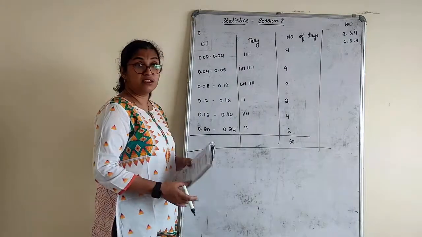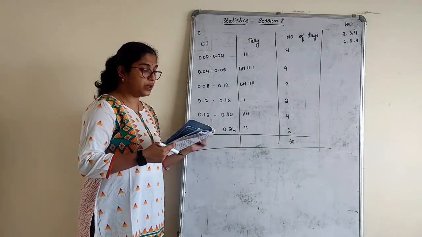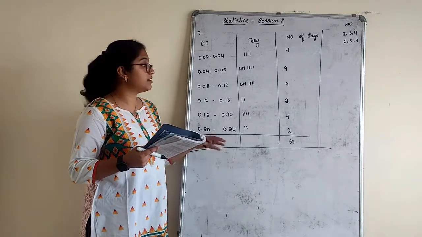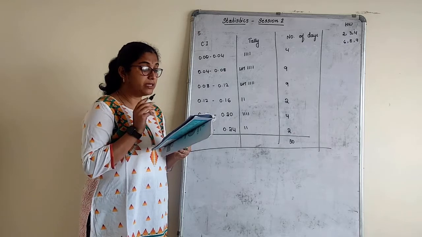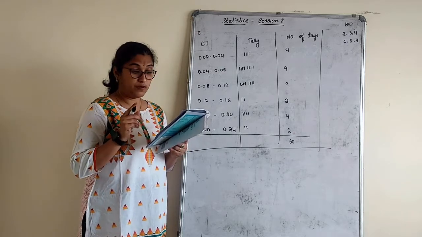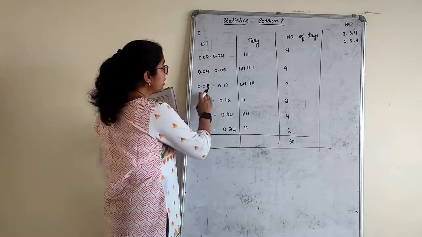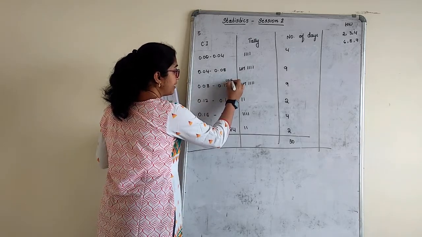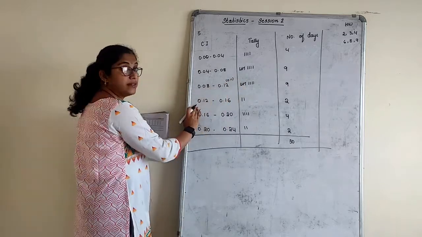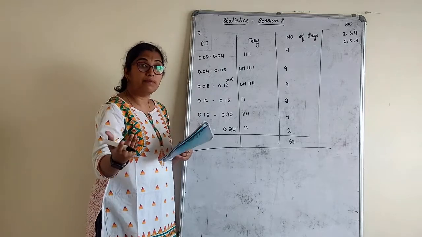So let's answer the sub questions for this main question. The first sub question is to make a frequency distribution table for this class interval, which we have already done. The second sub question is, for how many days was the concentration of sulfur dioxide more than 0.11? So here it is 0.08 to 0.11, right? Because 0.12 comes here.